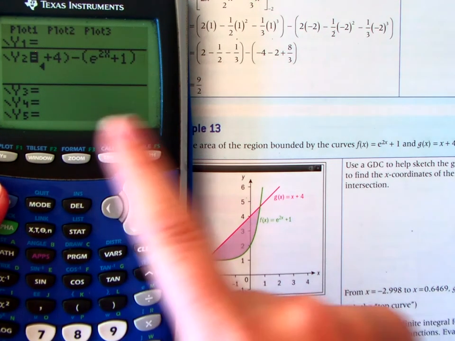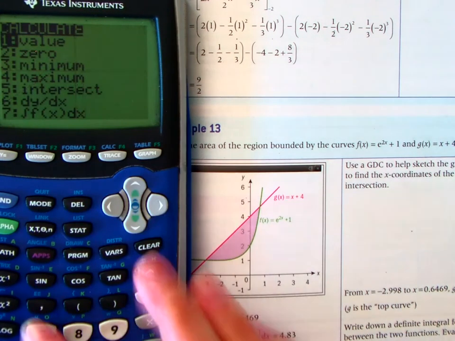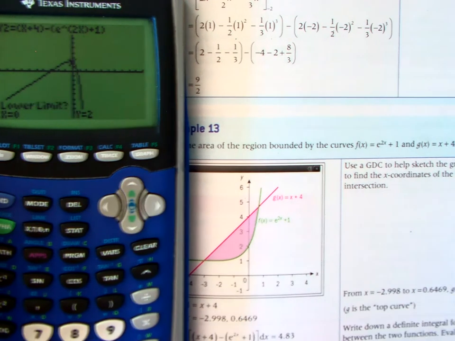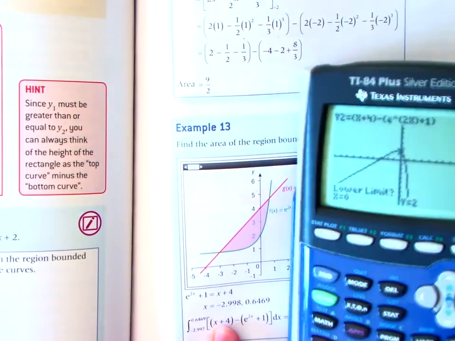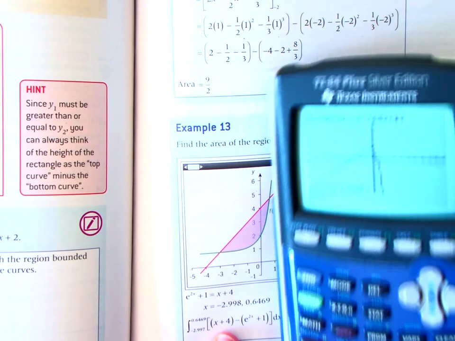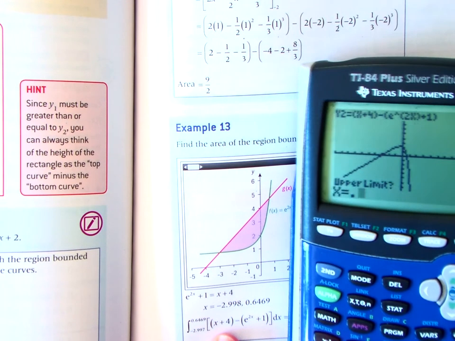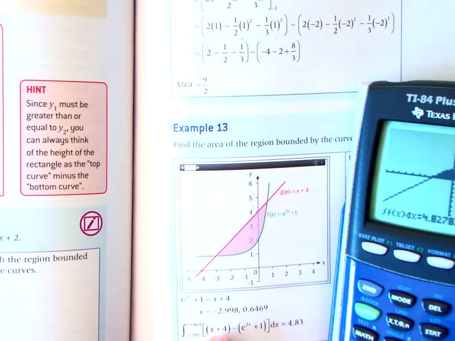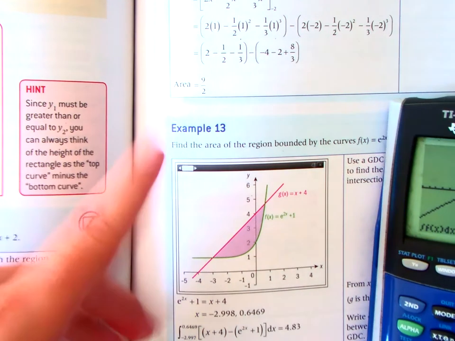Okay, and then I graph that, and then I go to do my antiderivative. The lower and upper limits are those two values, so I would have written them down because I'm a smart lady. I didn't write them down, but they're right here. My lower limit was negative 2.998. My upper limit is 0.6469. Hit enter, and you can see it shades the region. It ends up giving us the exact same answer as if we had sketched it and calculated it the old way.